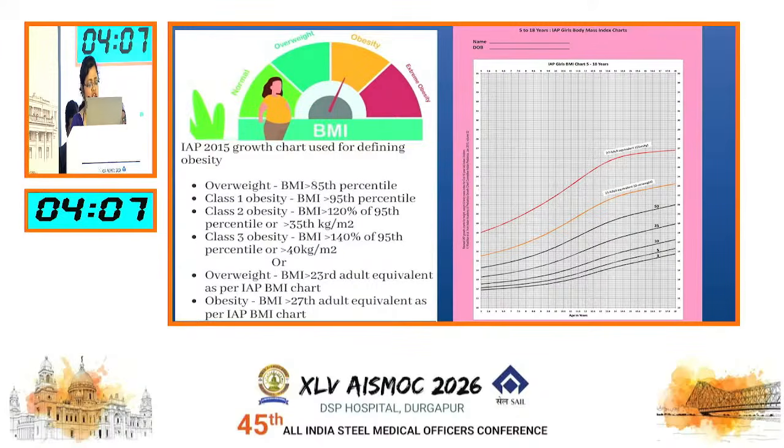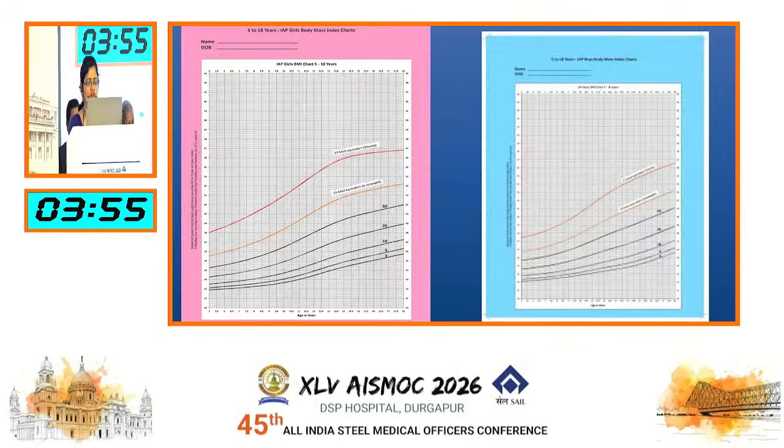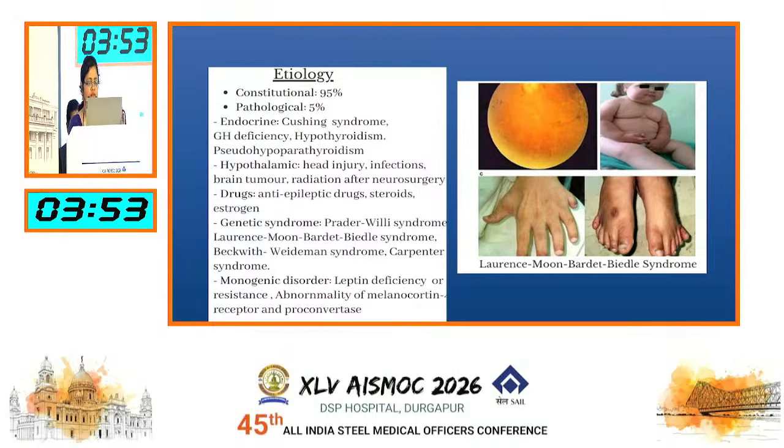For body mass index above 5 years, we can take the adult equivalent of BMI more than 23 to be overweight, and more than 27 to be obesity, which we plot in these growth charts.